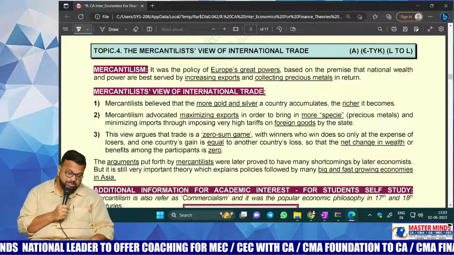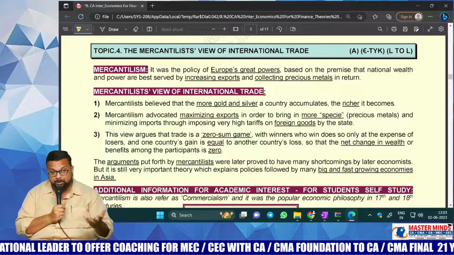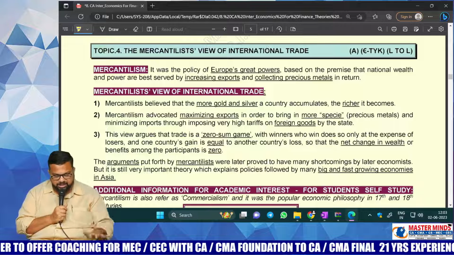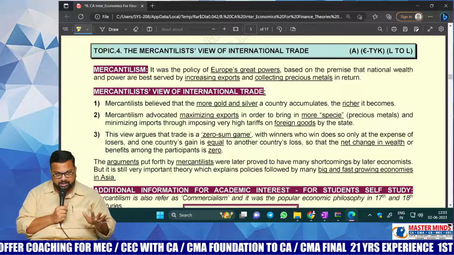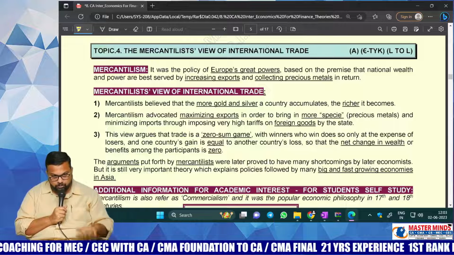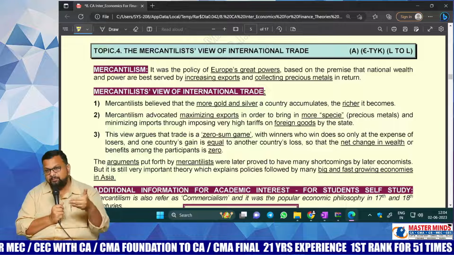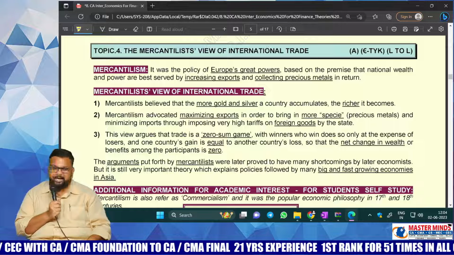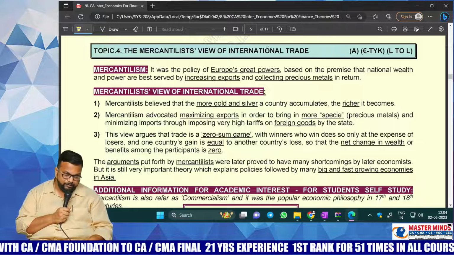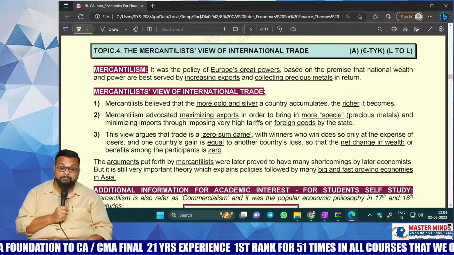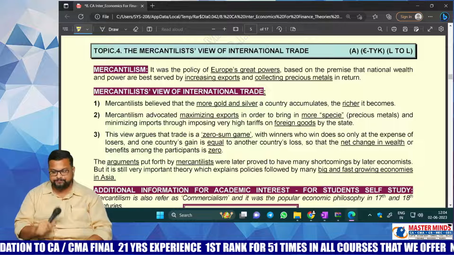So what these great countries, the so-called powerful countries of Europe, did is that they assumed that if we want to increase the wealth of our country, we need to export more. In return, we should collect precious metals from other countries, that is gold and other ornaments. That was the assumption, and the same thing was considered in mercantilism also.